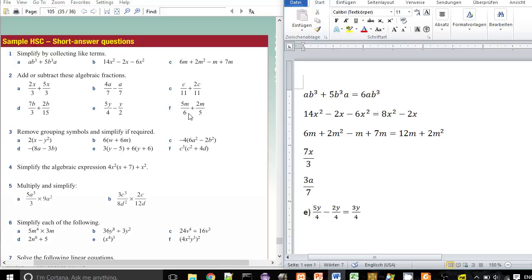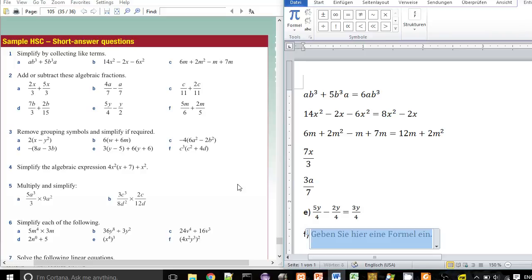Okay, this one, they're totally different, so I need to sort of cross multiply. So 25m plus 6 times 2 is 12m, this part, so I did that one, all over 5 times 6 is 30. 25 plus 12 is 37, and that's it. I would just leave it like that. Slightly weird example.